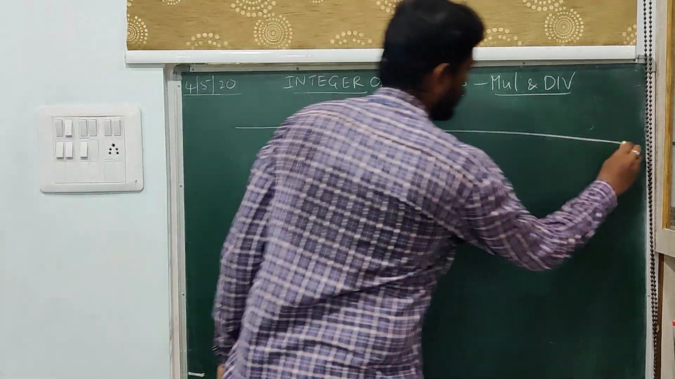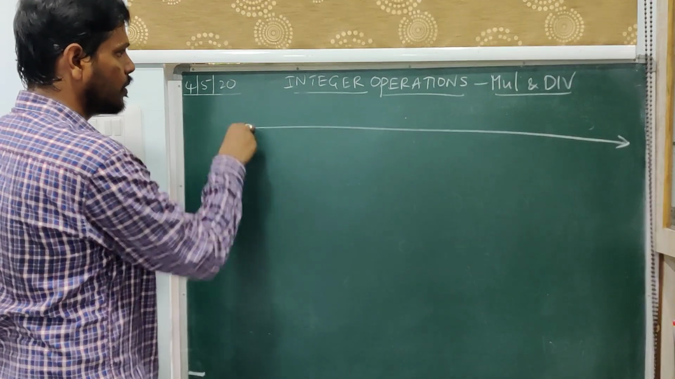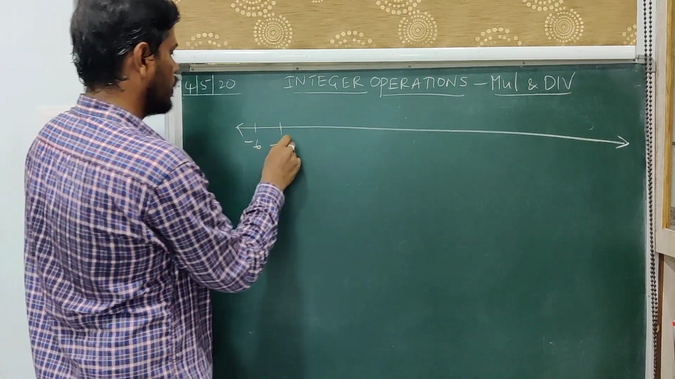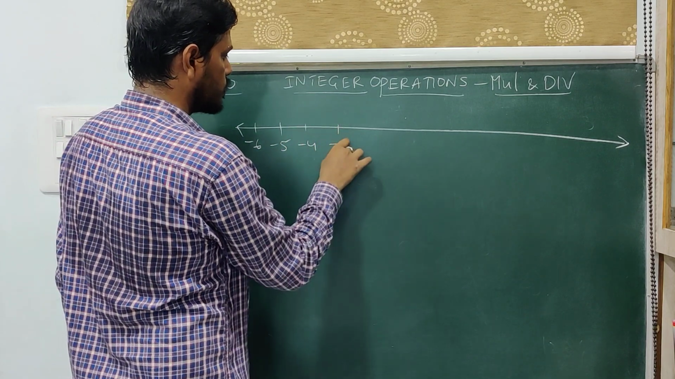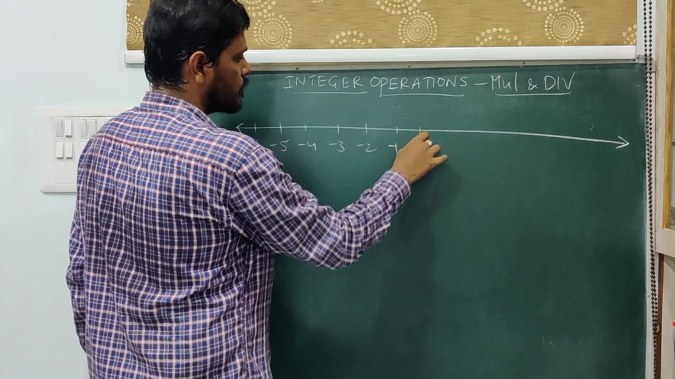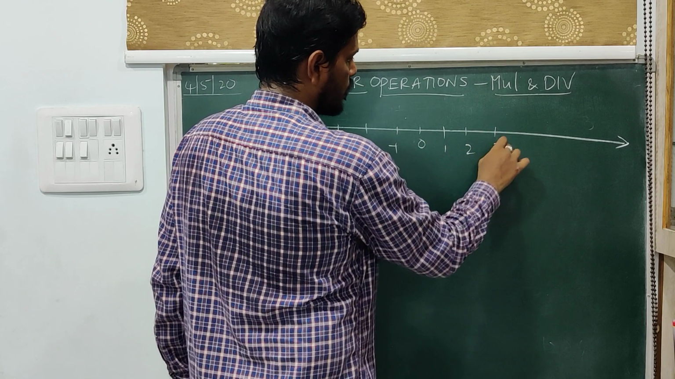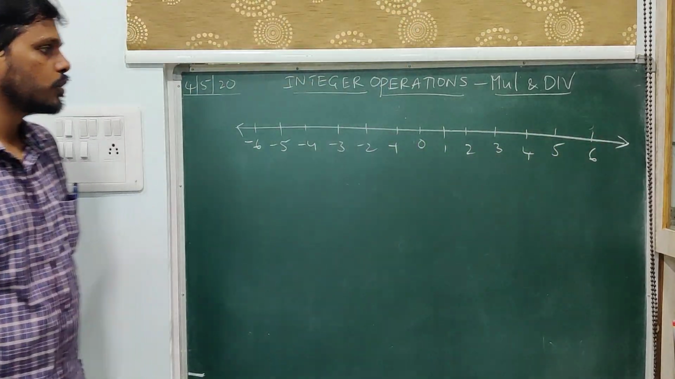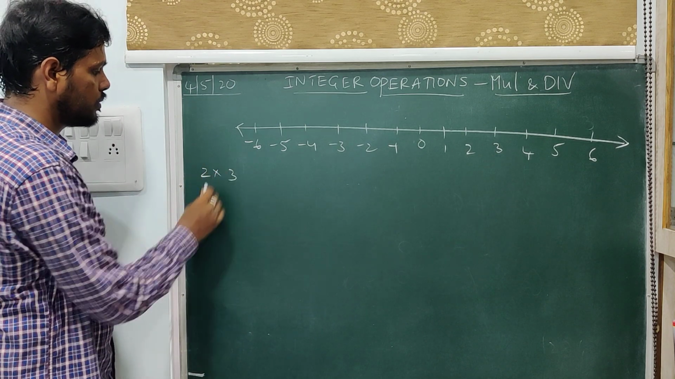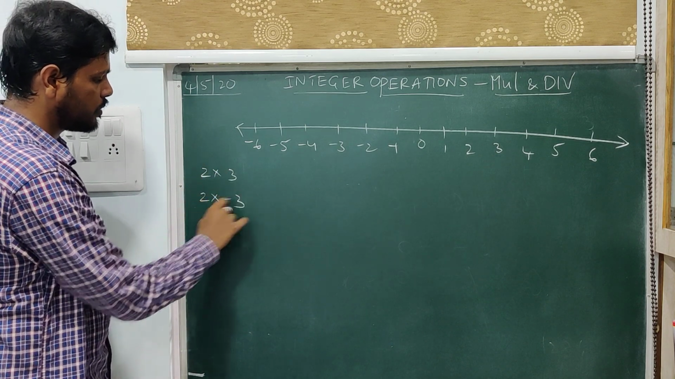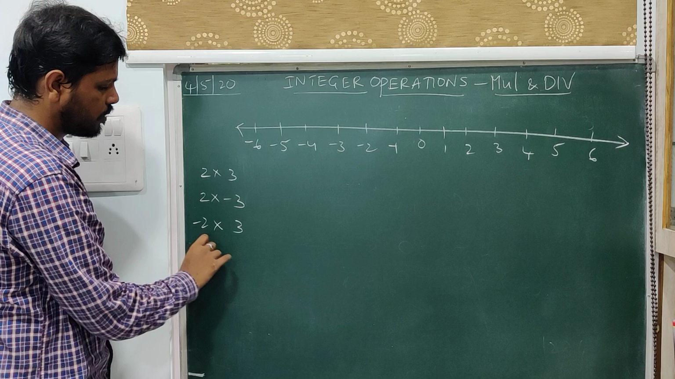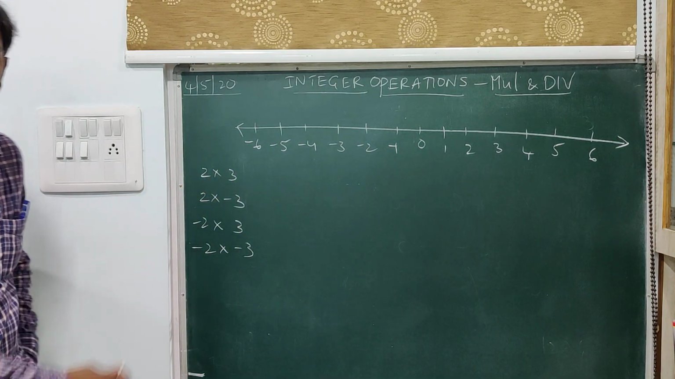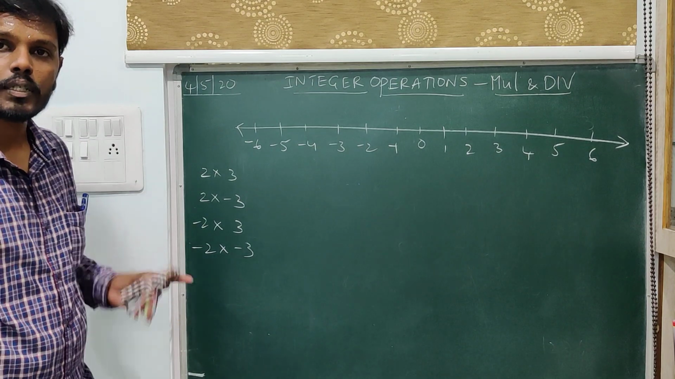Now consider this number line. So this is minus 6, minus 5, minus 4, minus 3, minus 2, minus 1, 0, 1, 2, 3, 4, 5, 6. Say you need to evaluate 2 into 3, 2 into minus 3, minus 2 into 3, minus 2 into minus 3. After all, these are the four possible cases given any two integers.